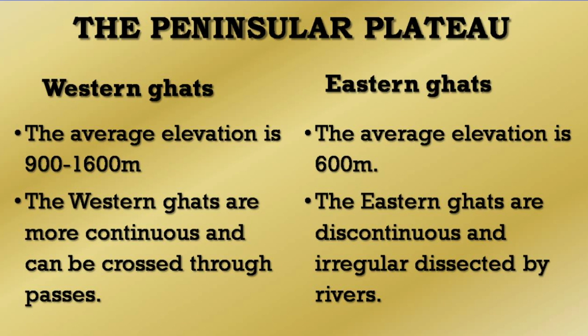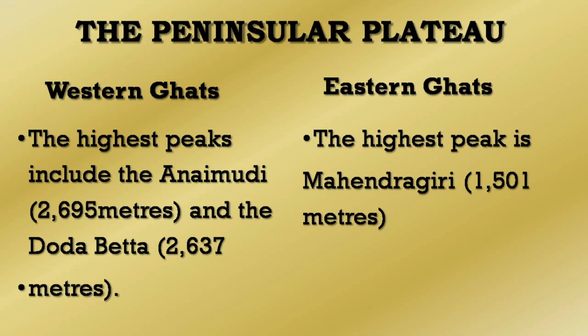You know children, which is the highest peak of this Eastern Ghats? It is Mahendragiri, having a height of 1,501 meters above sea level. Some very important hill stations are located in the Eastern Ghats. They are Ooty and Kodaikanal.